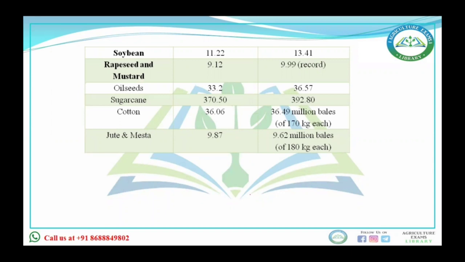Sugarcane is 392.80 million ton, and cotton is 36.49 million bales. One bale is equal to 170 kg. And jute and mesta is 9.62 million bales, and one bale in the case of jute and mesta is 180 kg.